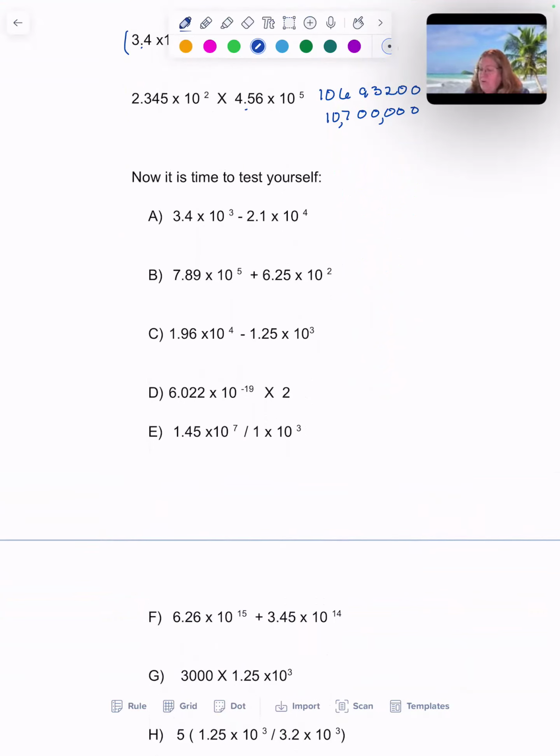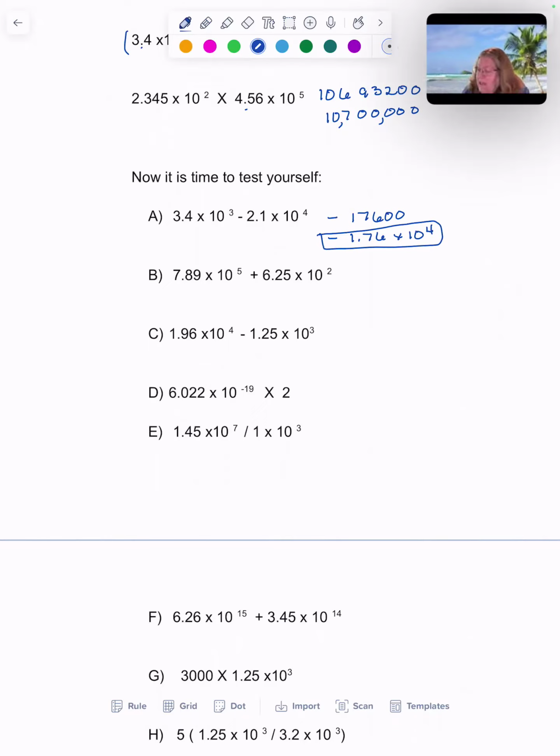We have 3.4 times 10 to the third power, subtracting 2.1 times 10 to the fourth power. This is going to give me a negative 17,600. Or if we were doing this in scientific notation, this would give me a negative 1.76 times 10 to the fourth power. And I tend to like the scientific notation. And once again, you'll find out in the next video why, because of significant figures.